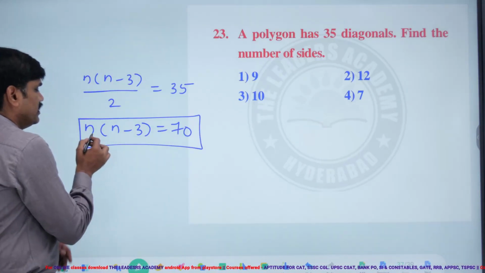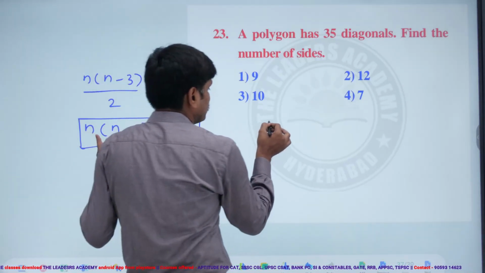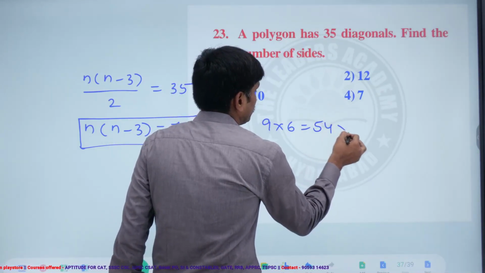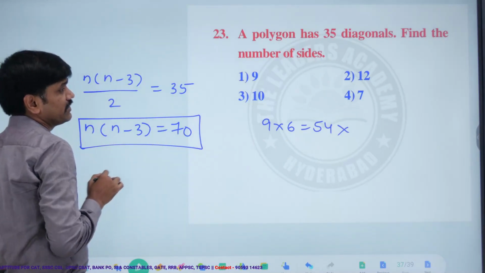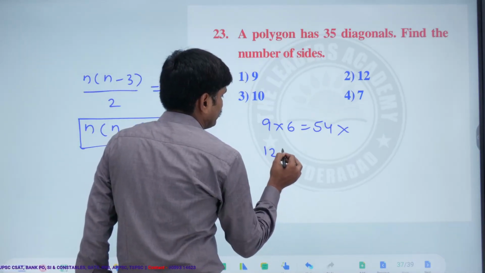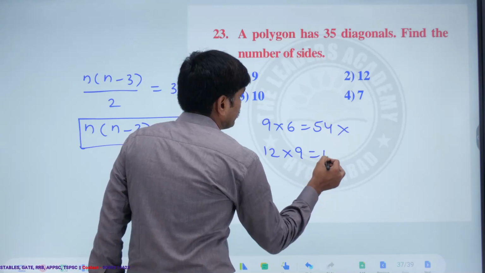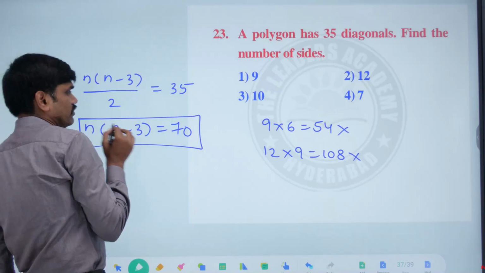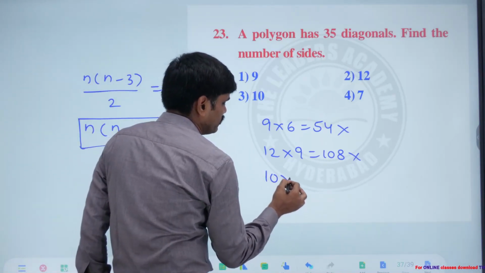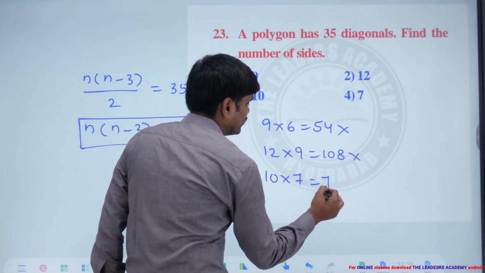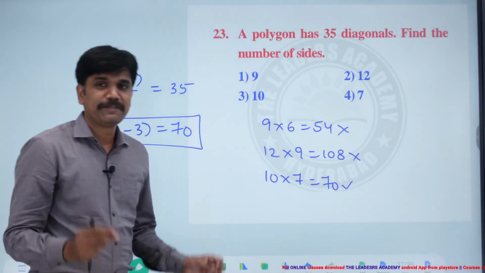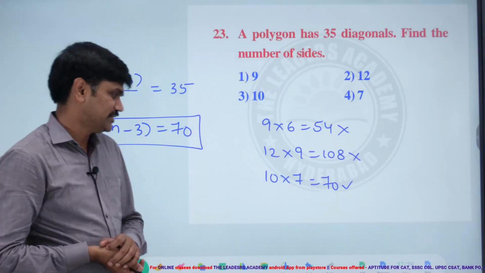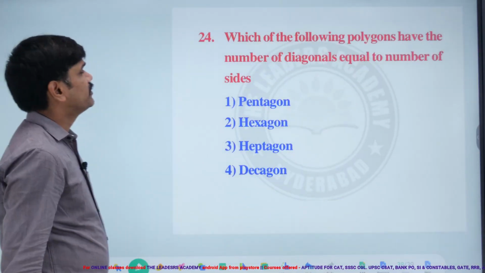Put n equal to 9. If you put n equal to 9, that will become how much? 9 into 6, which is 54. But what I need is 70. It's not working. If I put n equal to 12, 12 into 9 is giving me 108, but I need 70. If you put n equal to 10, that will be 10 into 7, which is 70. Is that satisfying? Yes. Hence our answer has to be 10. Right?